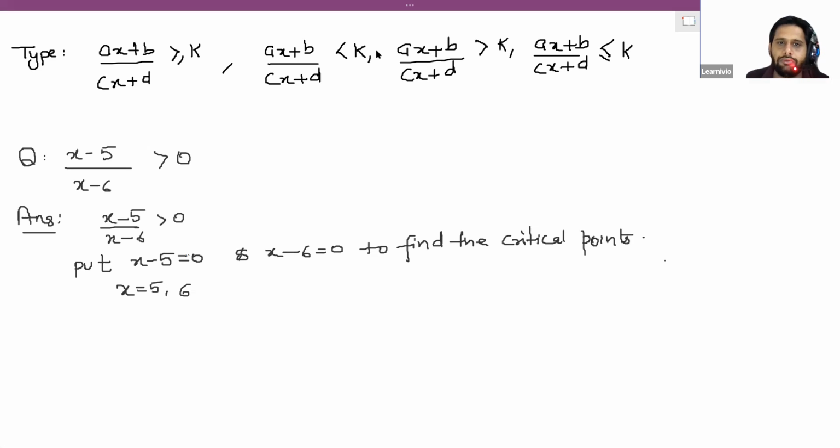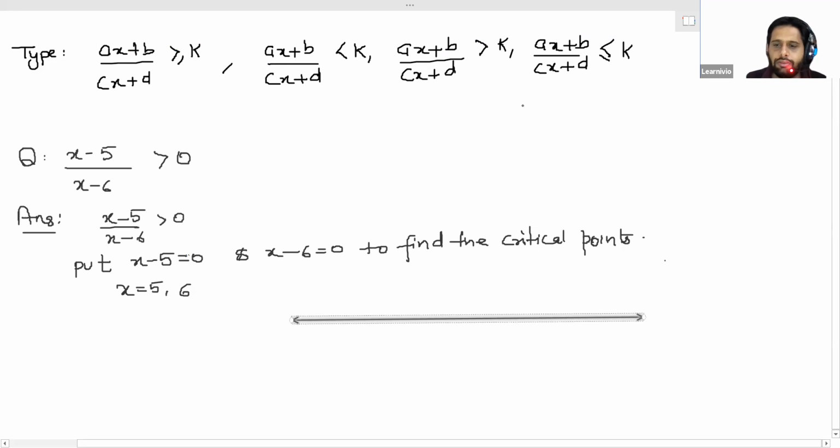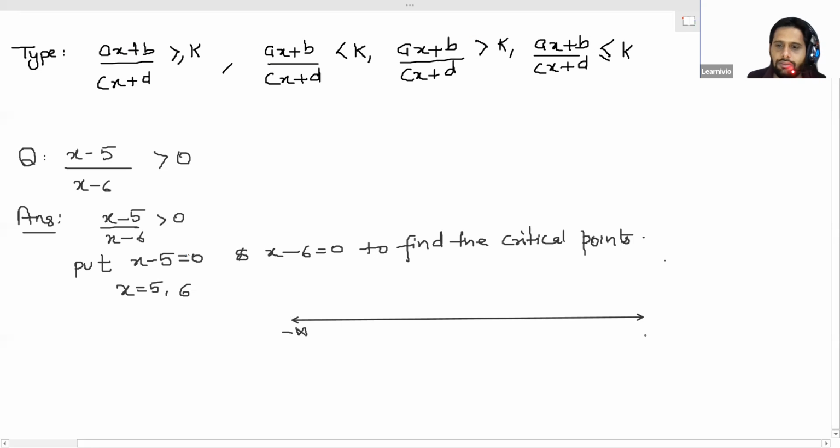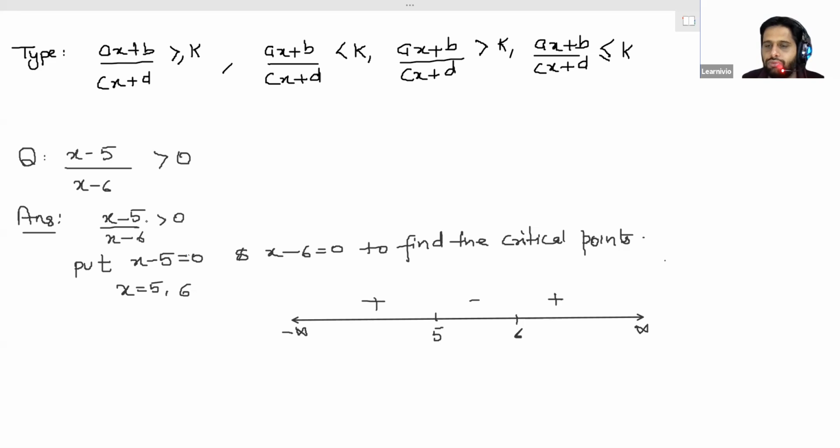Now draw a number line. Then write minus infinite, this is infinite, and plot the points 5 and 6. Now on the extreme rightmost side we have a positive, then we have a negative and positive. So Rishan, can you tell me from this inequality which sign we need to choose? Positive or negative? Very good, positive. This is greater than 0, so we will select the positive one. So what is positive? This complete part and this complete part.